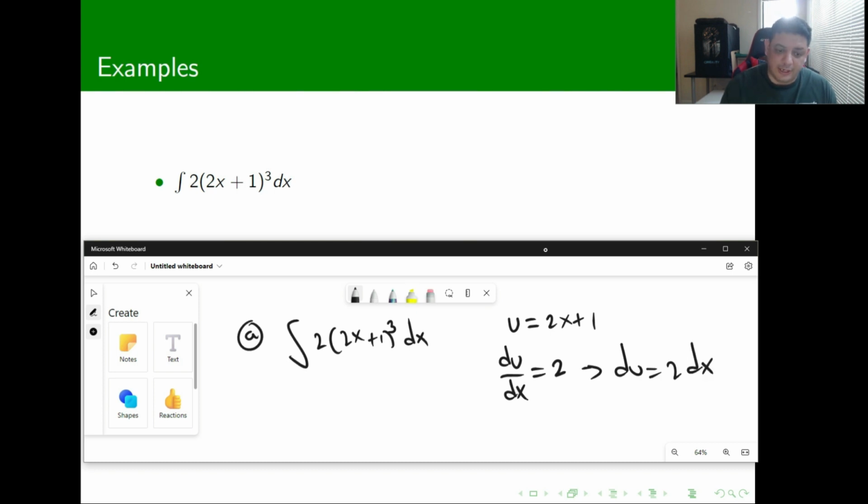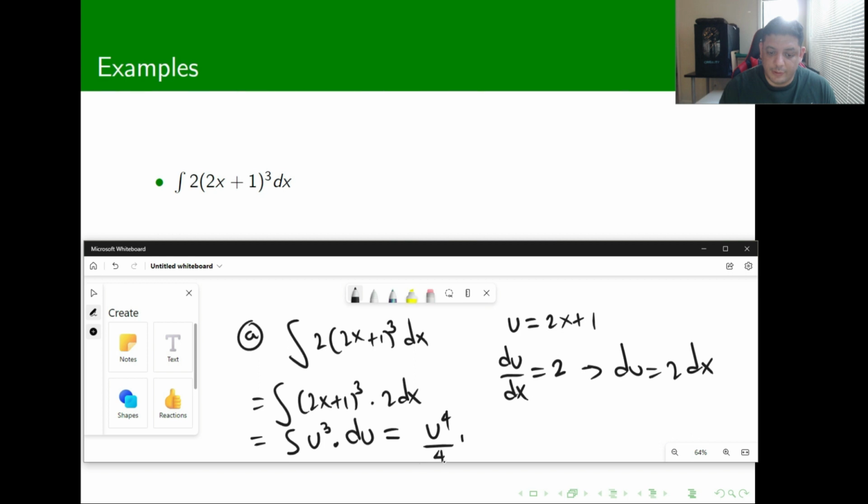Now notice I have the 2 here and I have the dx here, so I can rearrange this to be (2x+1)^3 times 2dx. And now I can replace this by u^3 times du. Then at this point, notice it has transformed into one of the antiderivatives that we know how to manage. This is going to be u^4/4 plus C. And once we're done at this point, we can go back to the original variable. And so this is going to be (2x+1)^4 divided by 4 plus C.